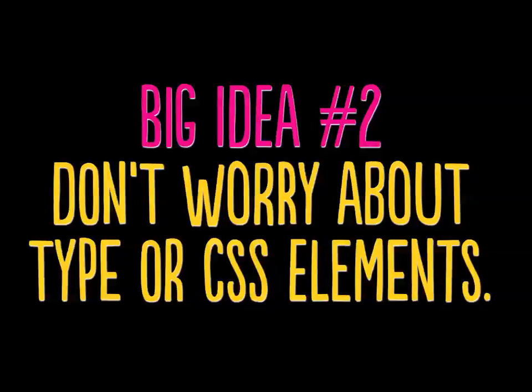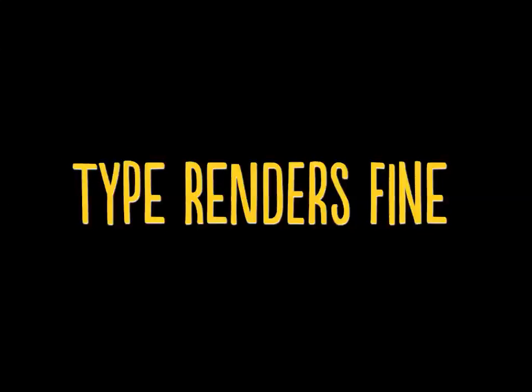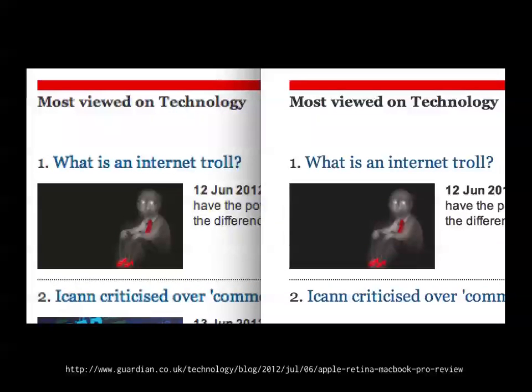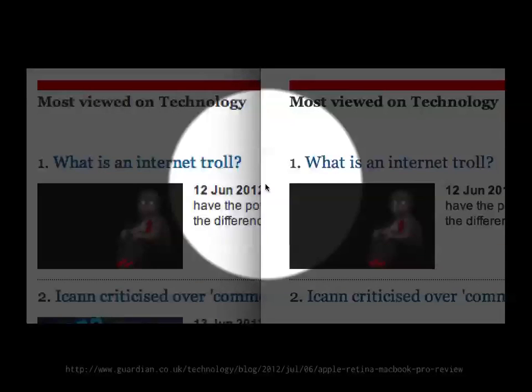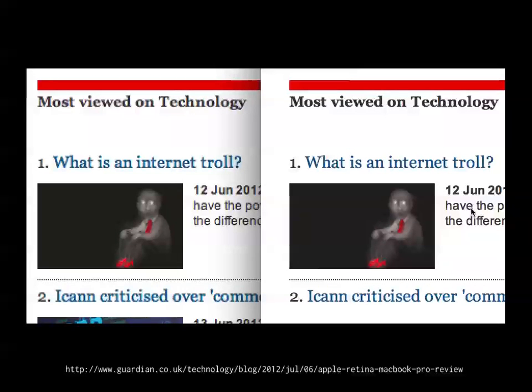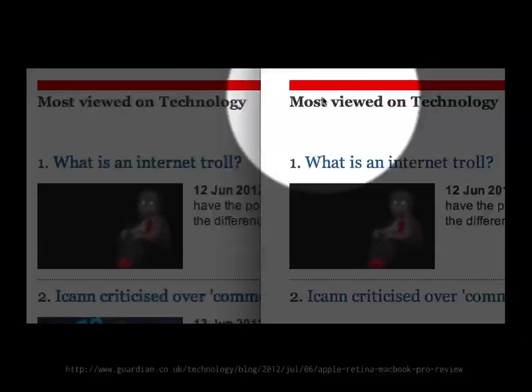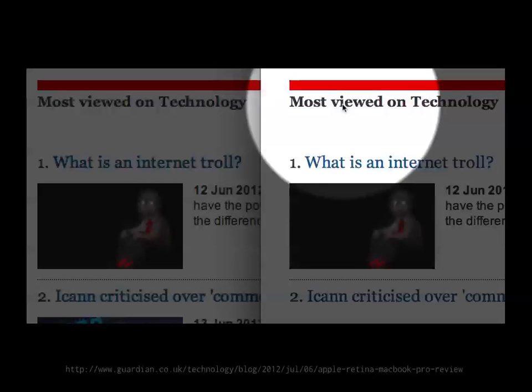But let me get back to type and CSS elements. Type renders absolutely fine. Here is a screenshot. On the left, a web page is viewed on a traditional laptop, and on the right, viewed on a high-resolution display. So the layout is exactly the same. And the reason the layout is the same is that the folks who made this website did not do anything special to account for high-res displays. So this is the exact same code, just viewed on 2 different displays, with nothing special or fancy going on. You see the type is rendered much more smoothly here on the high-res display.